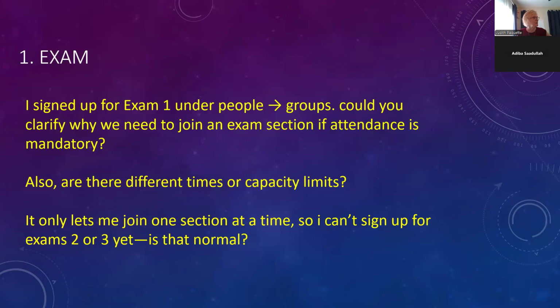All right, so her first question is, I signed up for exam one under People. Could you clarify why we need to sign up for an exam section if attendance is mandatory anyway? Are there different times or capacity limits? And it only lets me join one section at a time, so I cannot sign up for exams two or three yet. Is that normal?